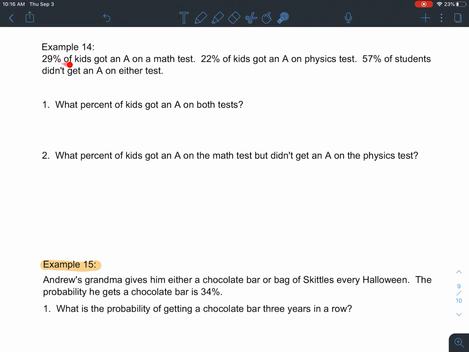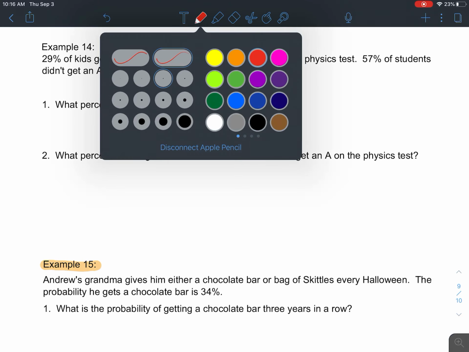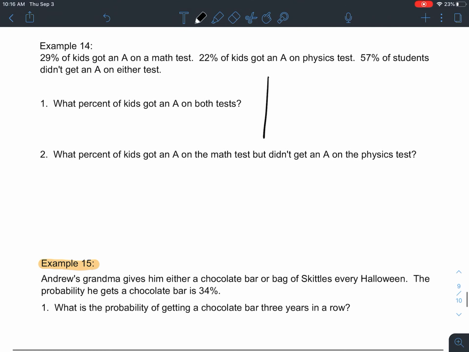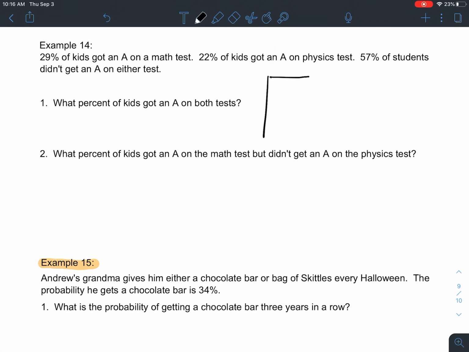I want to wrap this up here with looking at these last two examples. Number 15 is extremely important here. But let's take a quick look at example 14. It says here 29% of kids got an A on a math test, 22% got an A on the physics test, and 57% didn't get an A on either test. Okay, we want to be really careful with the wording of this. And this is why either making a two-way table or making a Venn diagram is going to prove to be very helpful for these types of problems.